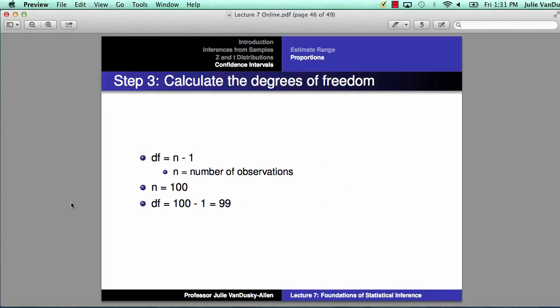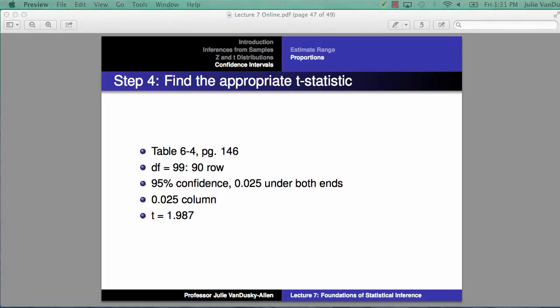Next, we have to calculate the degrees of freedom to find our t-statistic. Recall that the degrees of freedom is the number of observations minus 1. So in this case, we had 100 observations, so 100 minus 1 is 99. Going to table 6.4 in your textbook, you have to look for the 99 row. Since there is no 99 row, you look for the closest lowest one, which is 90. Then we look at the 0.025 column, since we want a 95% confidence interval. The t-value associated with the 90 row and the 0.025 column is 1.987.